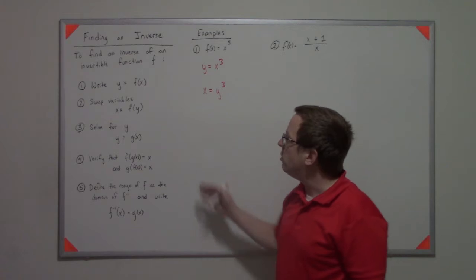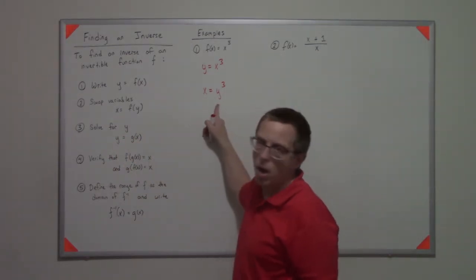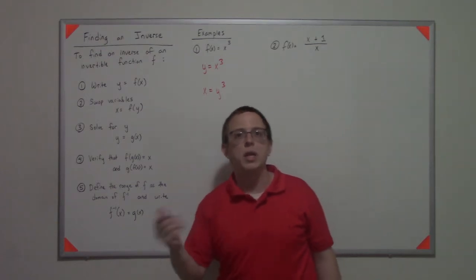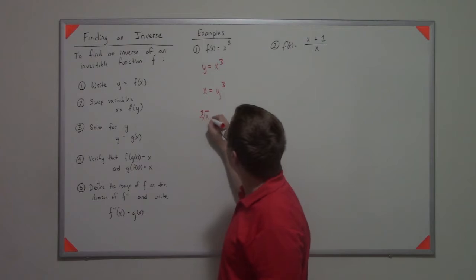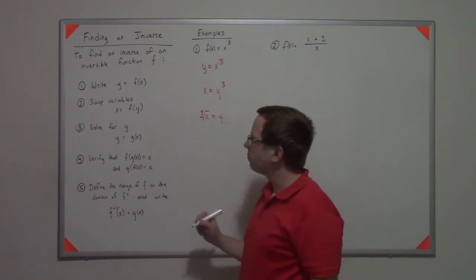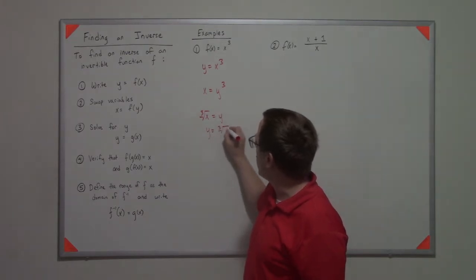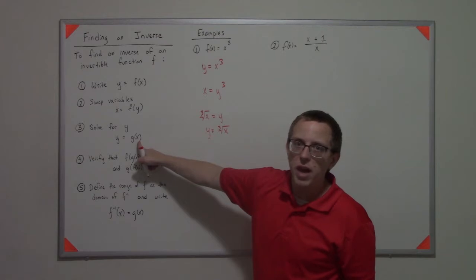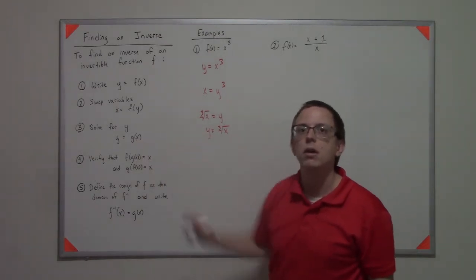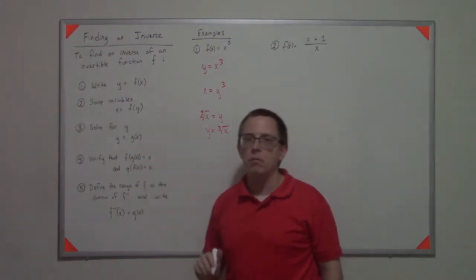The reason you're going to do that is because now we're going to solve for y again. If I want to get y by itself, I need to take the cube root. The cube root of x is y, or I could rewrite that as y equals cube root of x. Well, now that's my g of x function. This is my candidate for my inverse. This might be my inverse here.